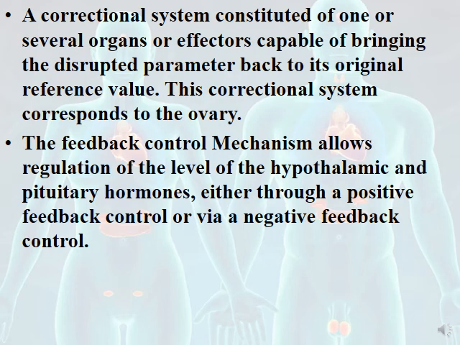Correctional system. This correctional system has an important role. It is constituted of one or several organs or effectors, which are able to bring the disrupted parameter back to its original reference. This correctional system corresponds to the ovary. Right, the last one, we have the feedback control mechanism, which allows the regulation of the level of the hypothalamic and the pituitary hormones either through a positive feedback or through a negative feedback control.